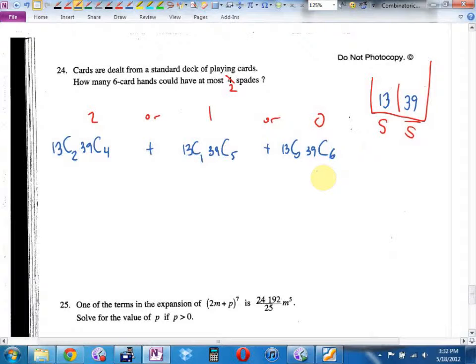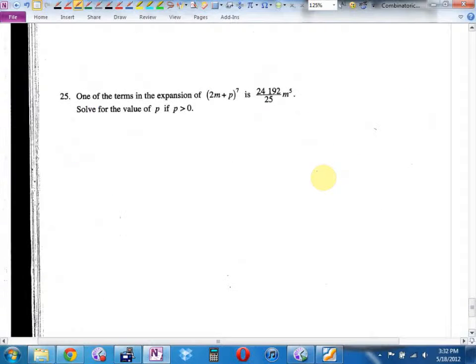Okay. And the last one, which I think will also be the last question on your test, something like this. One of the terms in the expansion of this thing to the 7th power is that. Find p if p is positive. I'm willing to bet this time it's going to be a square root or a 4th root or a 6th root, which technically means plus or minus. That's why they said p is positive, assuming it's the plus answer.